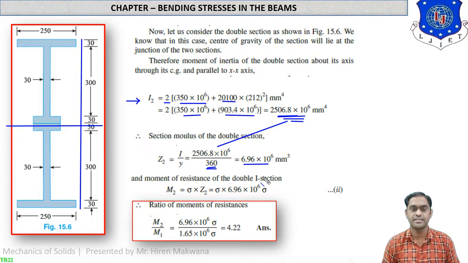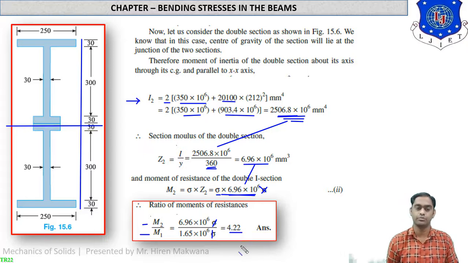Now moment of resistance is again sigma into Z2. So sigma is not available to us. Z2 equal to 6.96 into 10 raised to 6. This sigma is extra, printing mistake. So you just consider this. Now while we are taking the ratios, here the ratio is M2 by M1. So moment of resistance for the second part, which is welded together, and moment of resistance for the first part, which is calculated earlier. So final answer will be sigma cancelled out, and you will find the answer of 4.22.